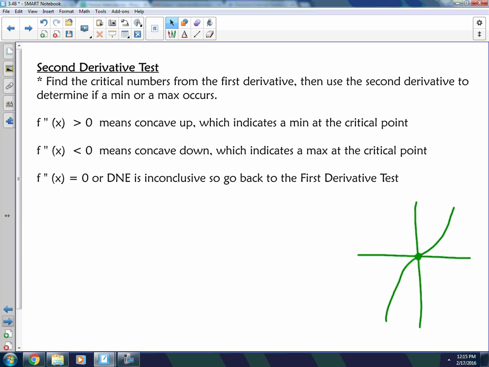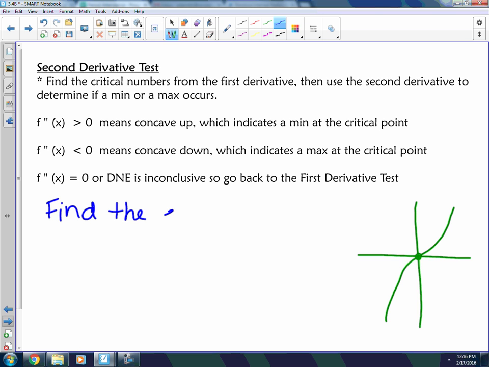So there is the possibility that the test won't work, and we'll have to go back to the first derivative test, because the first derivative test told us mins or maxes. Okay, so let's go through an example, and we'll work through one slowly to see how this is run. And here's what the directions are going to look like.